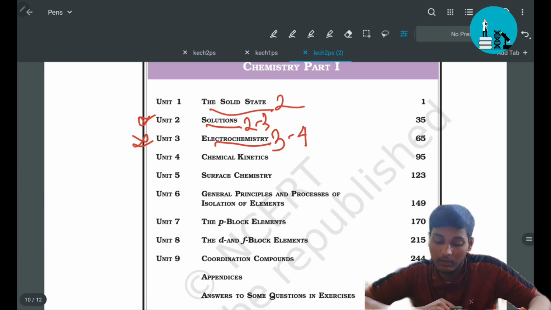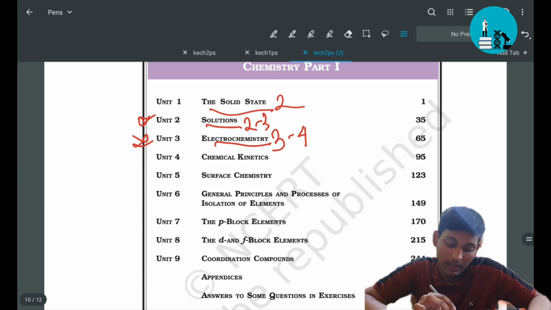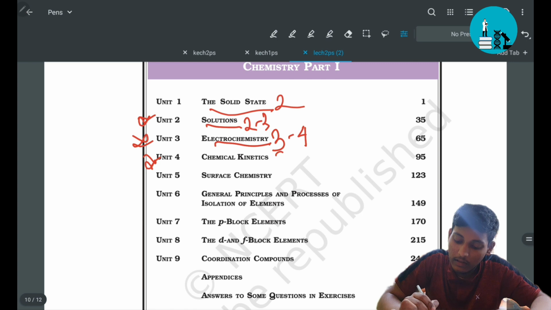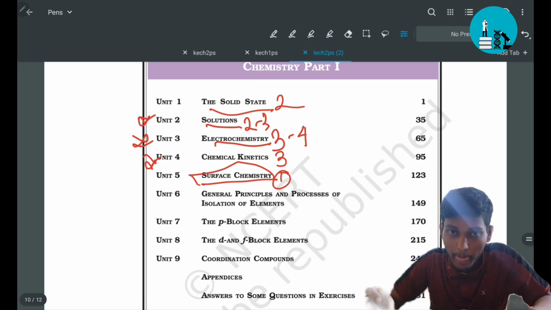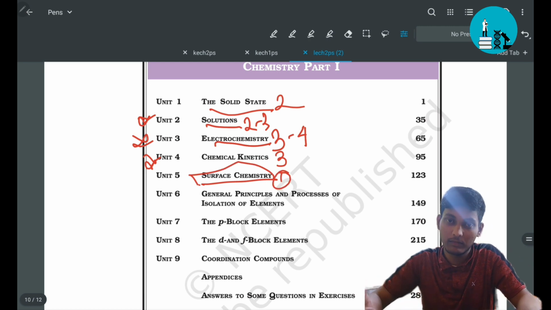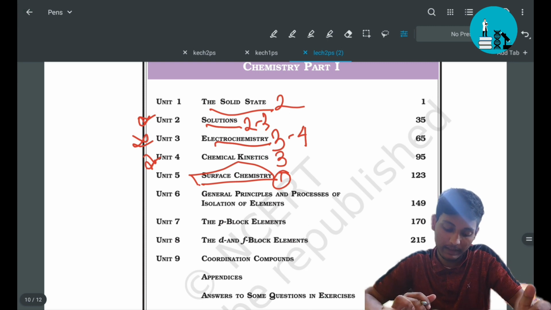From electrochemistry, 3 to 4 questions are asked in the NEET every year. Also star mark chapter, chemical kinetics, 3 questions every year are asked from this chapter. And surface chemistry is a theoretical chapter, and 1 question is asked in the paper from surface chemistry.